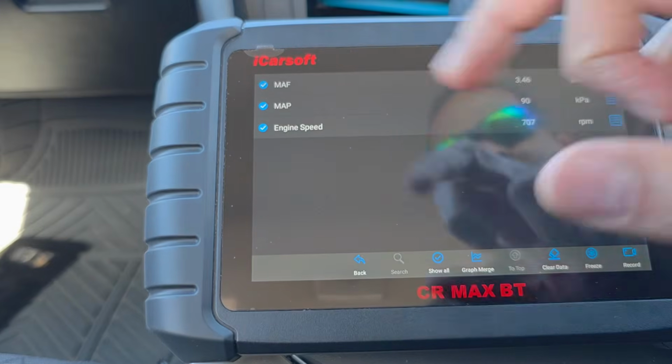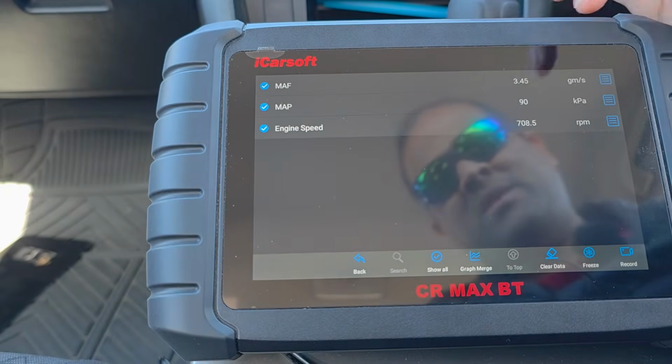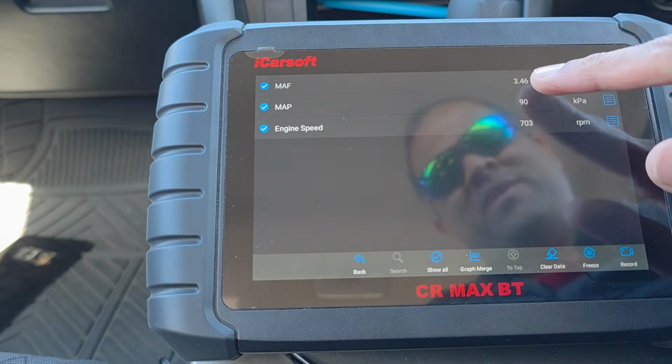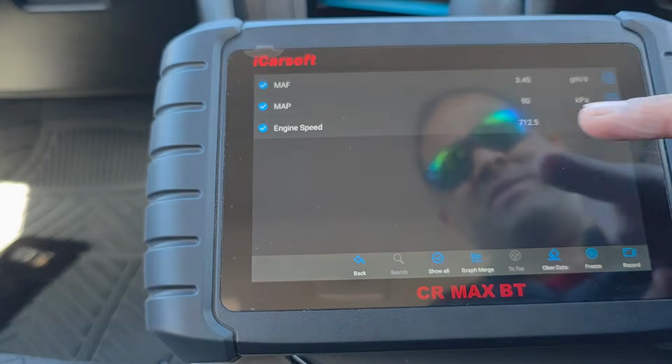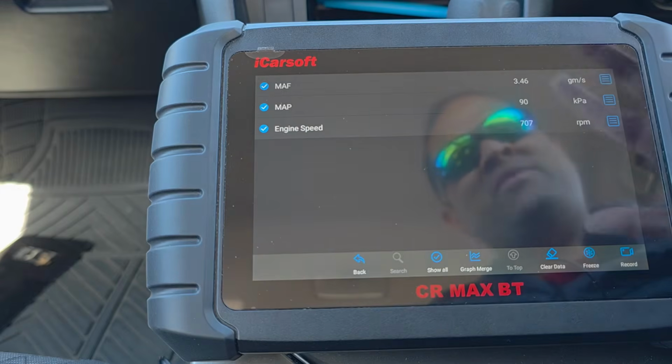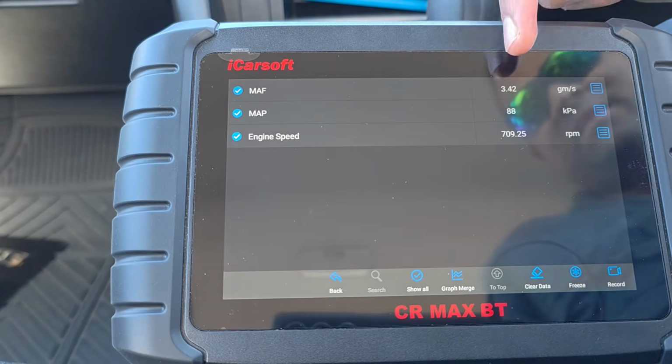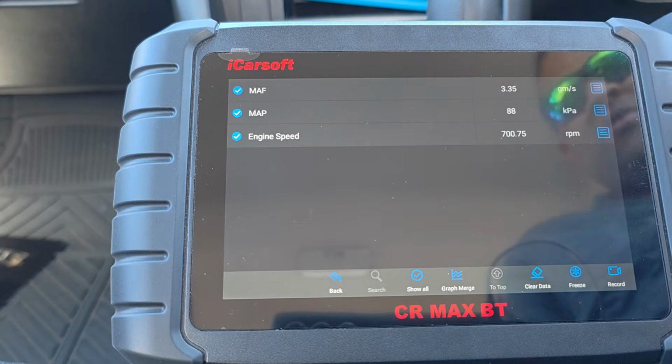So the first one you're looking at is your mass airflow sensor. This is your grams per second, g/s, and that is the value now. And this is the engine RPM. Now, why are these two bits of data important? If you pay attention to the mass airflow sensor grams per second, right there, it is showing around or very close to 3.5, which means that my mass airflow sensor is working properly.